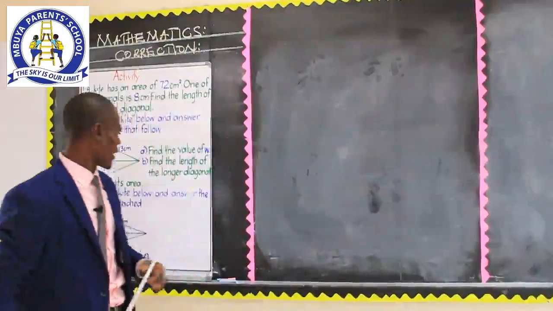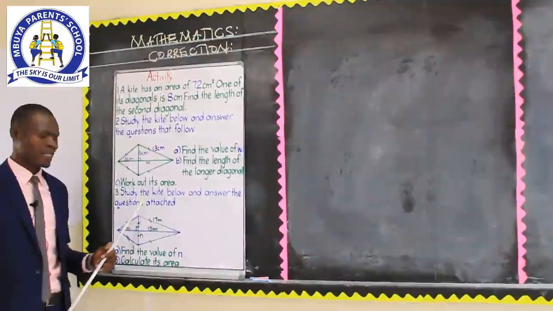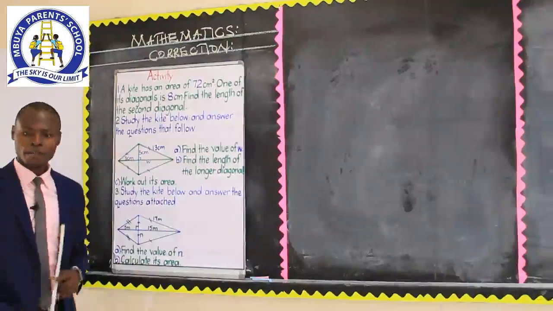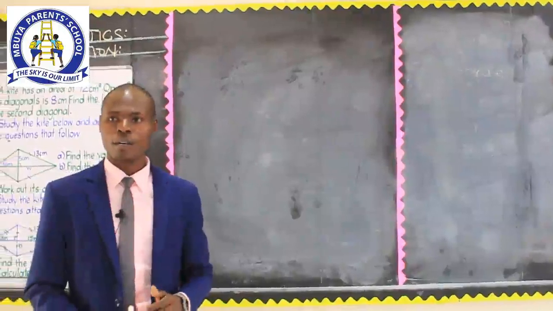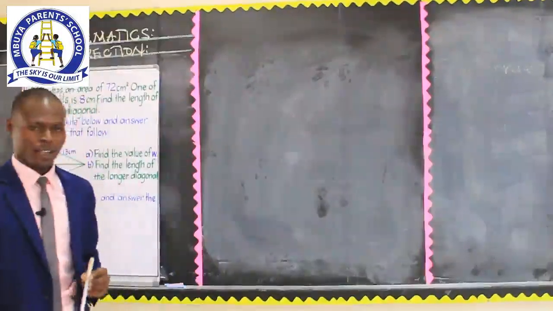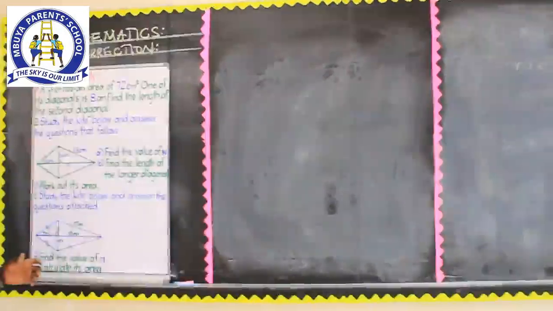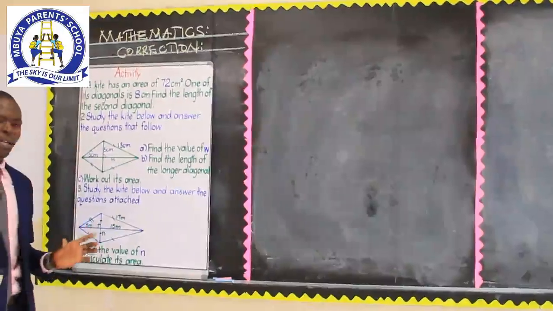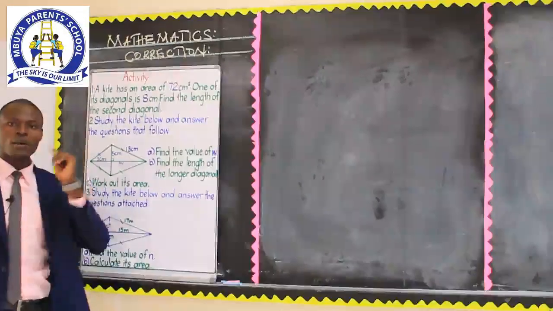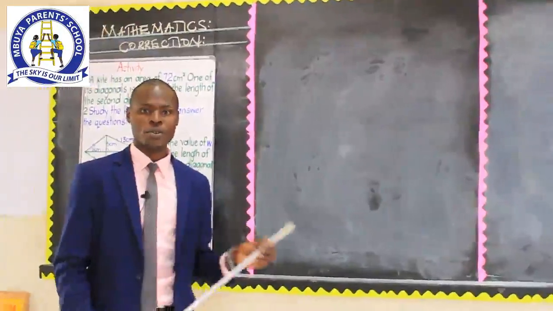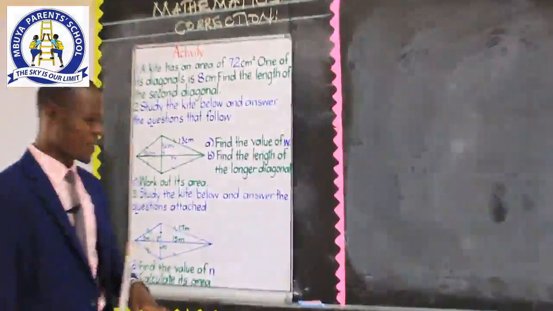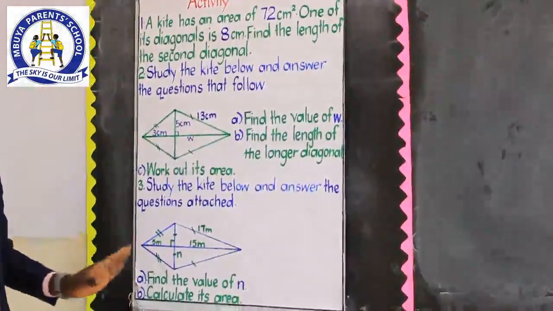So look at this figure here. It is a kite, as stated in the question. First we need to define what a kite is. Class, we defined a kite as one of the quadrilaterals having 4 sides. We also looked at the lines of folding symmetry. We said a kite has only one line of folding symmetry, passing through the leading diagonal, which we can also term the major diagonal. I don't want to waste much time. Let me go straight to the question.